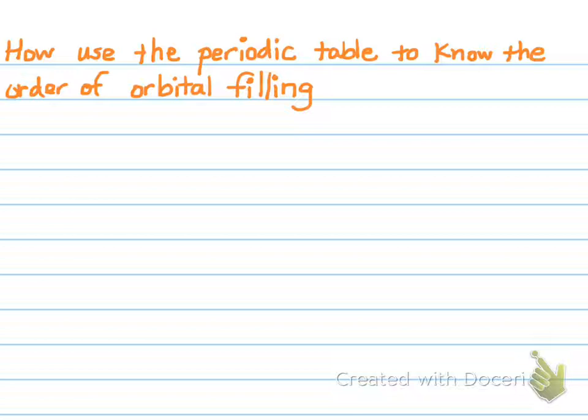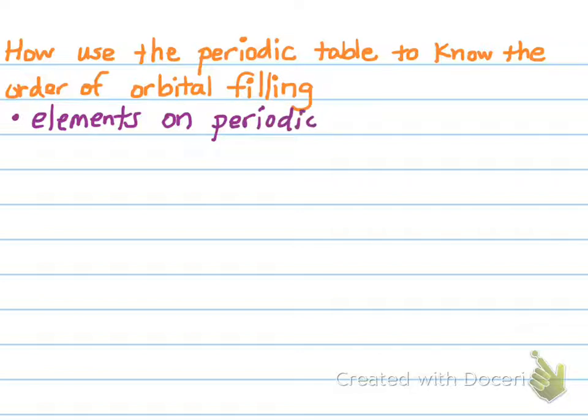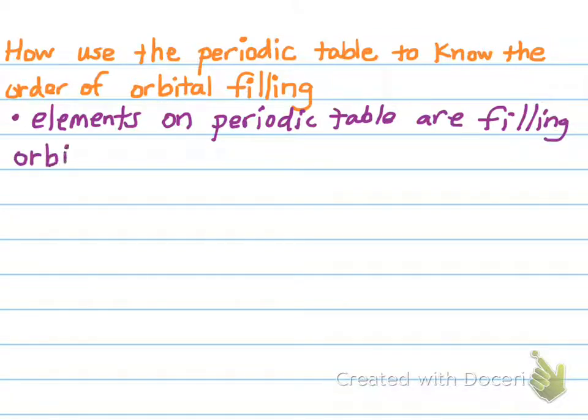So how do we use the periodic table to know the order of orbital filling? That's what we've been doing, okay? So again, we just have to remember that the elements on the periodic table are filling their orbitals with the lowest energy first.